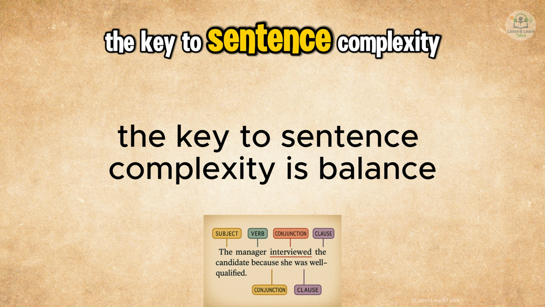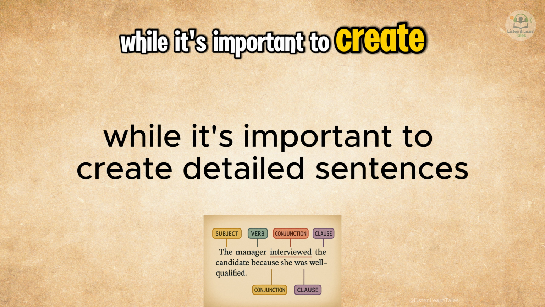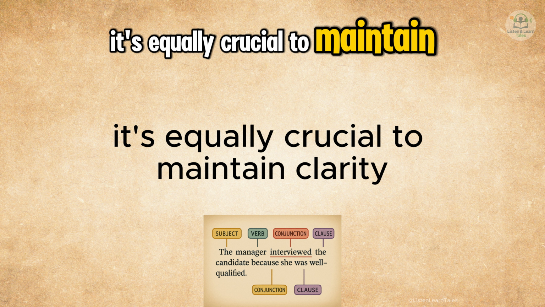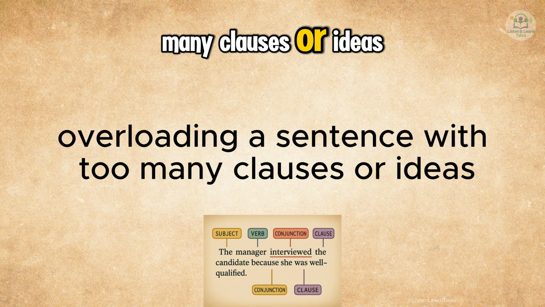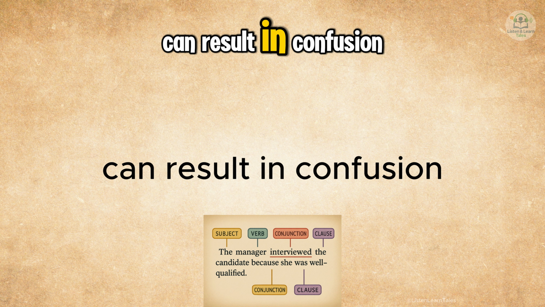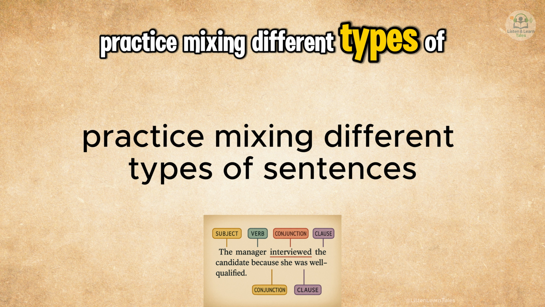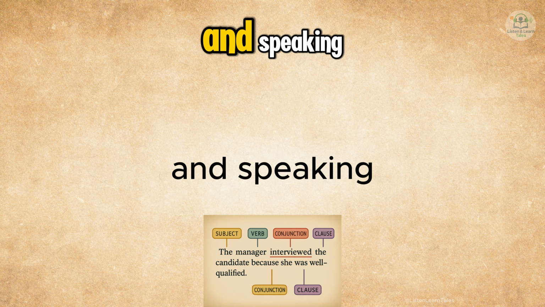The key to sentence complexity is balance. While it's important to create detailed sentences, it's equally crucial to maintain clarity. Overloading a sentence with too many clauses or ideas can result in confusion. Practice mixing different types of sentences to create a natural rhythm in your writing and speaking.